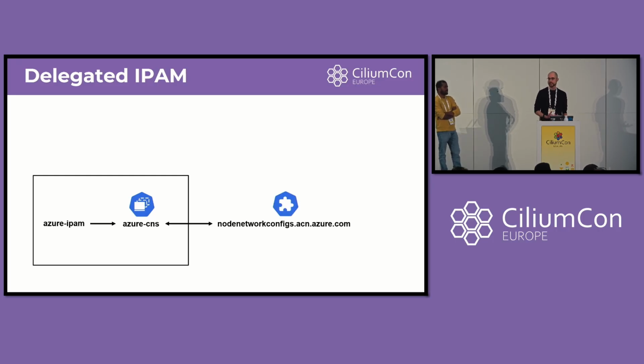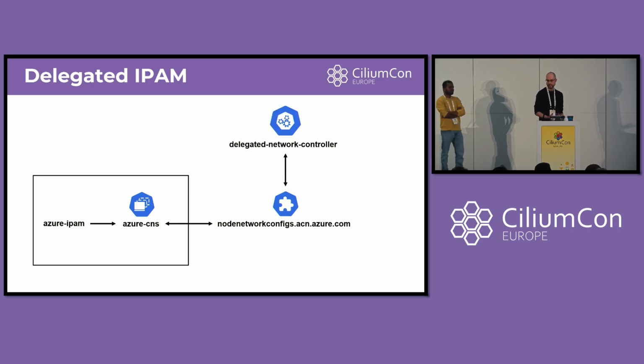That needs some communication mechanism back to the Azure networking control plane to choose IP addresses and make sure that they're routable in the cloud network. That requires some communication channel back to the networking control plane. And the way we do that is actually through a Kubernetes custom resource. So CNS reads and writes to this resource called a node network config. Delegated network controller runs in our control plane and reads and writes back to coordinate the allocation and release of those IPs.